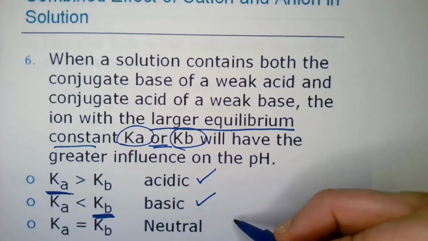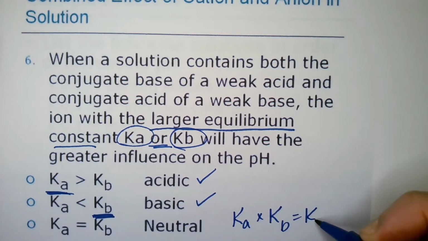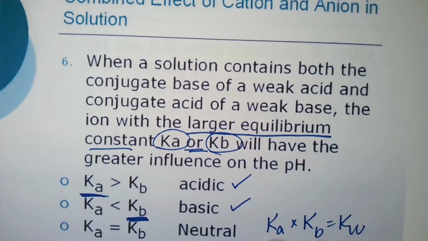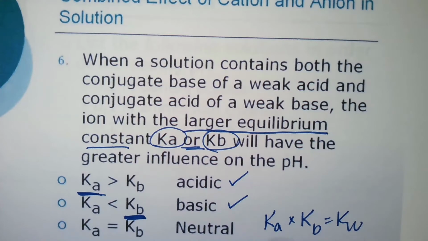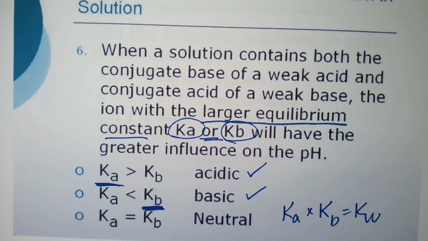And if you think about that, remember that Ka times Kb is equal to Kw. So if they are equal, they would have to both be 1 times 10 to the negative 7th to give us our neutral water constant. So let's take a peek at an example.